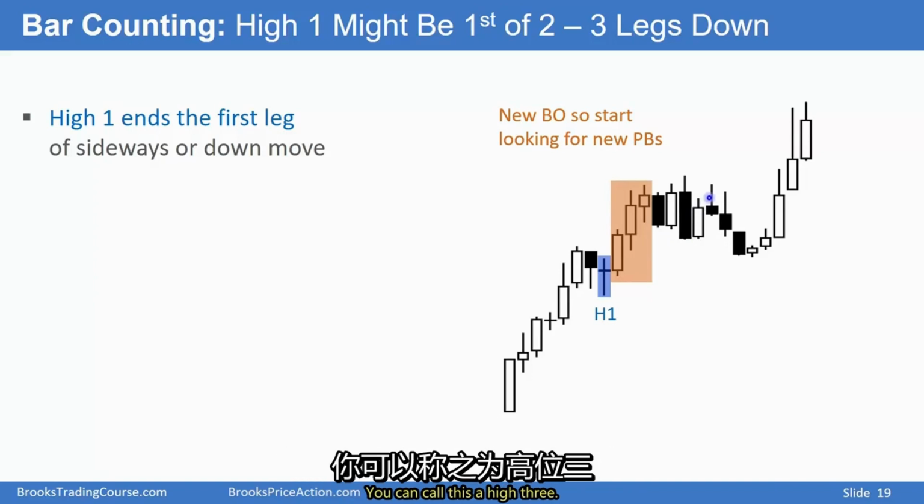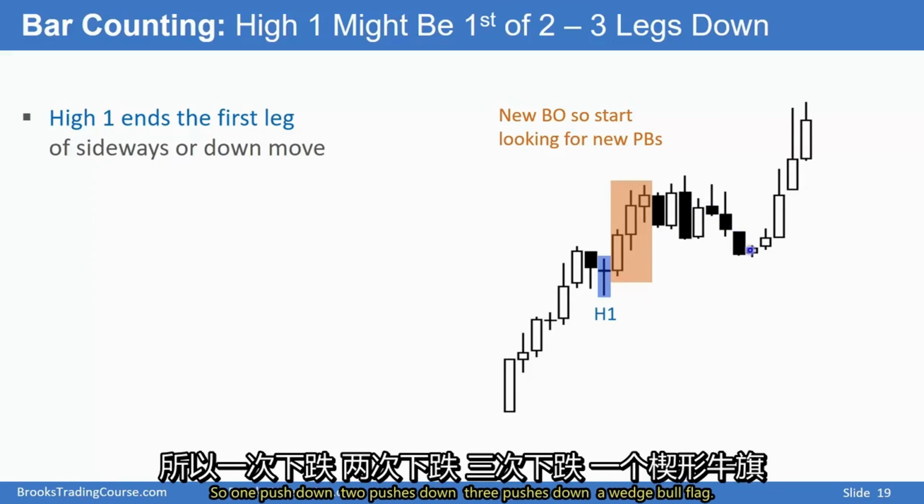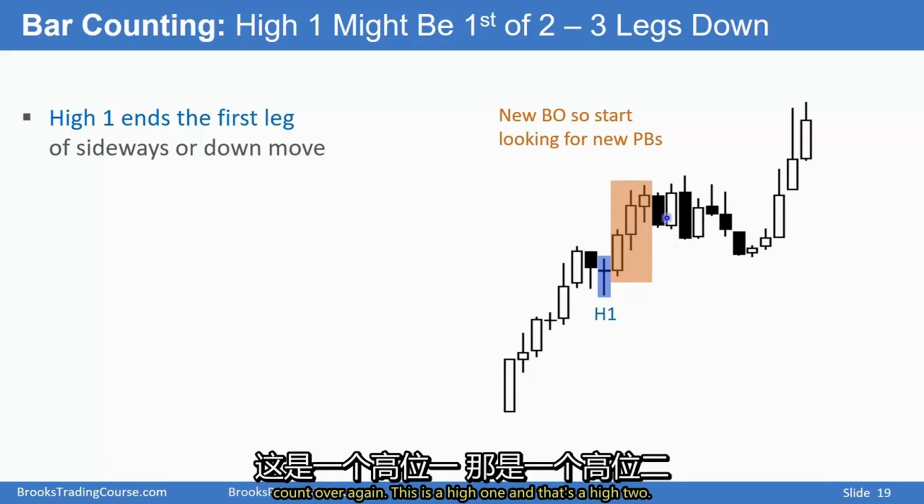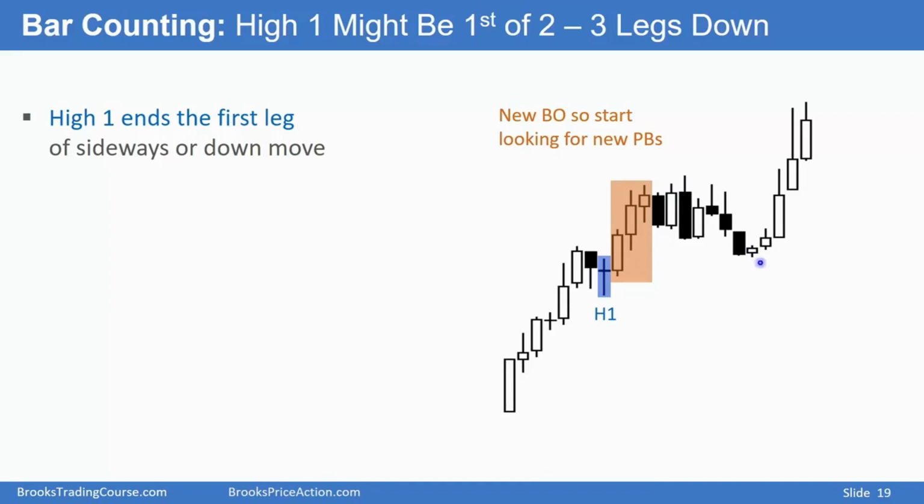You can call this a high 1 or new high 1. You can call it a high 2. You can call this a high 3. So 1 push down, 2 pushes down, 3 pushes down, a wedge bull flag. Or you can say we got a new high, so let's start the count over again. This is a high 1 and that's a high 2.